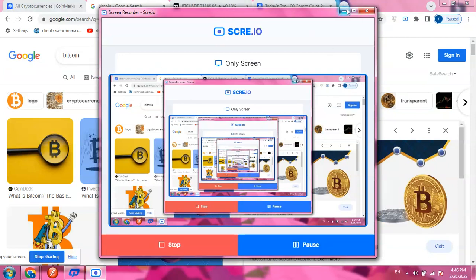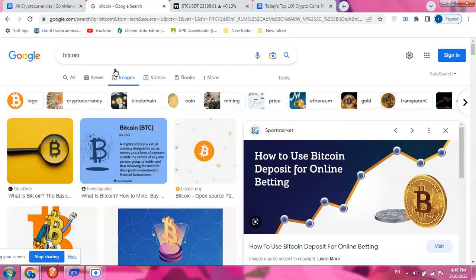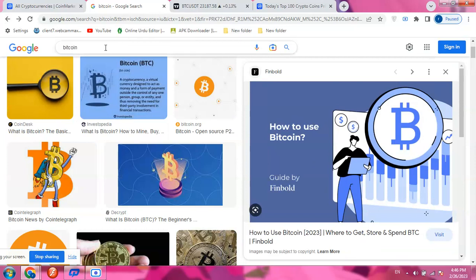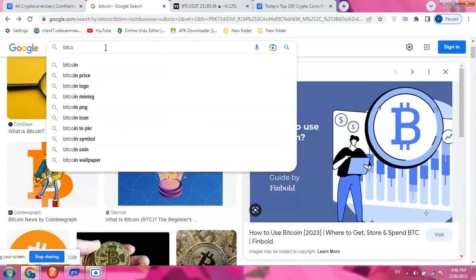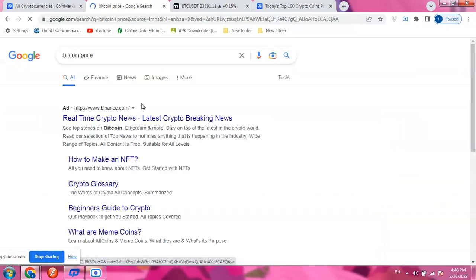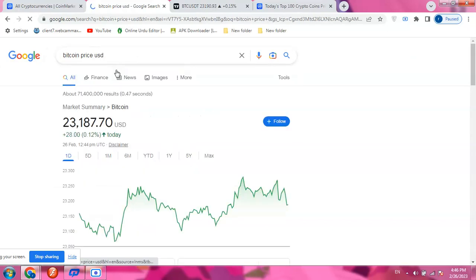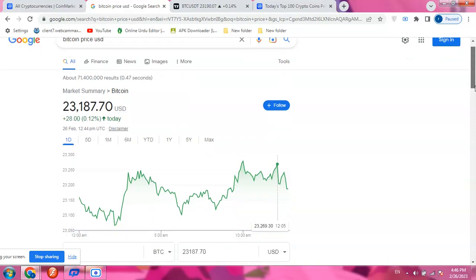So in Bitcoin we use different methods. Today I will check the BTC rate. Okay, I will show you the BTC rate today. Please wait. Bitcoin price today. The Bitcoin price is shown in USD because Bitcoin works in USD. Bitcoin price in USD today is 23,187.70 USD.